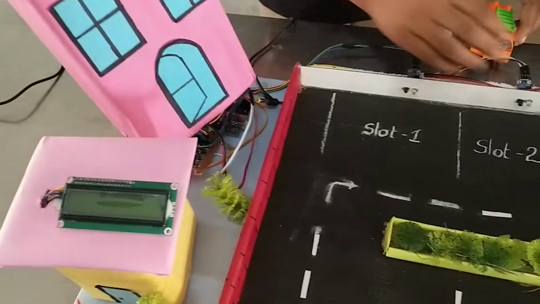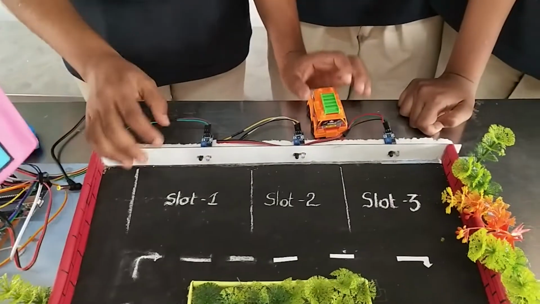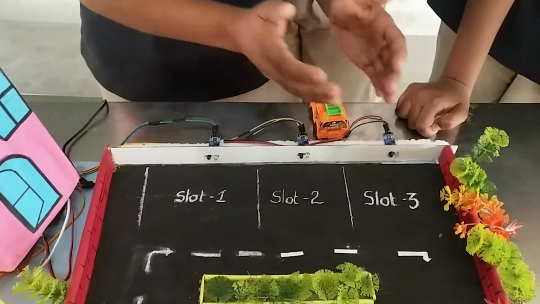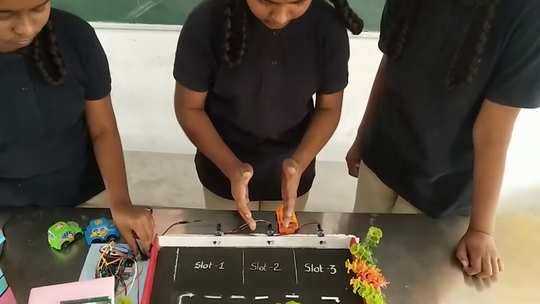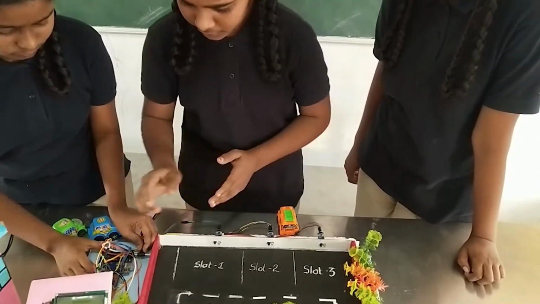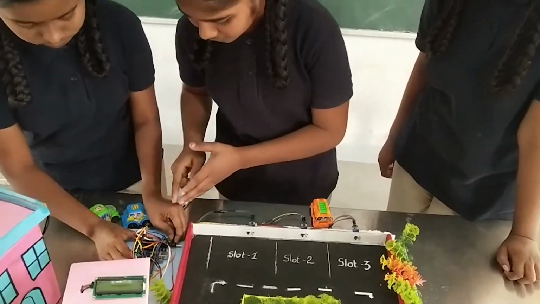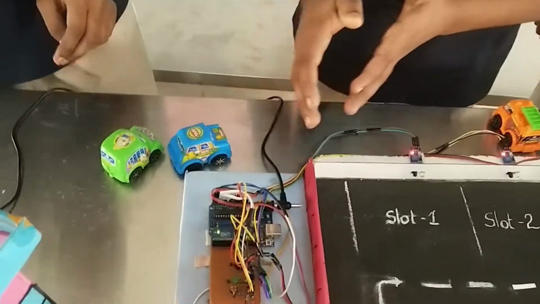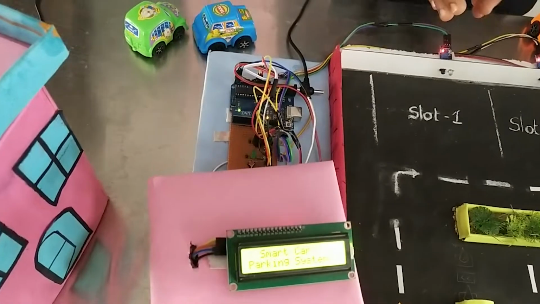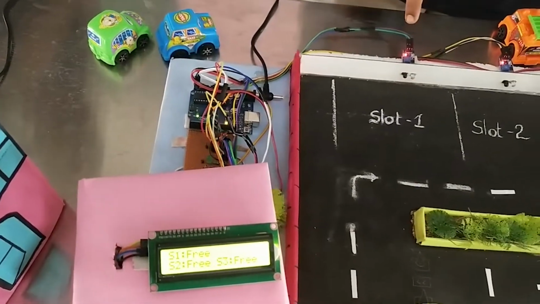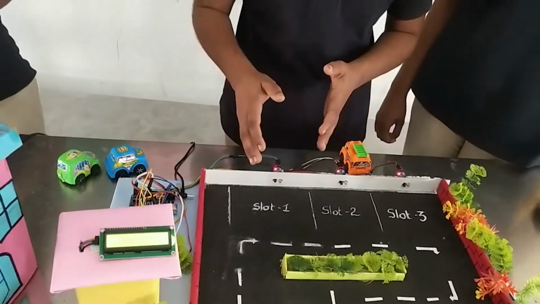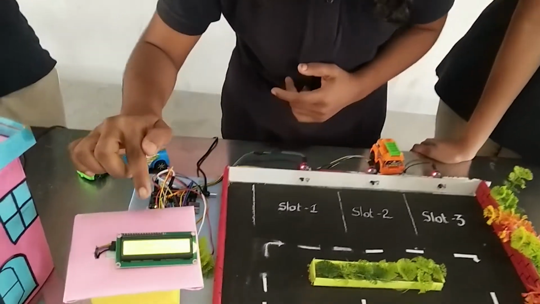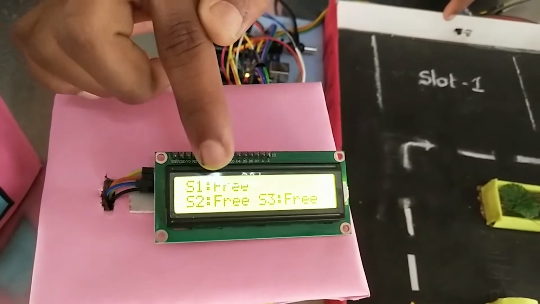Now there are no cars in this. We take 3 slots: slot 1, slot 2, slot 3. For each slot we took one IR sensor: slot 1 one IR, slot 2 one IR, slot 3 one IR. When we give power supply to the Arduino, all the electrical appliances turn on. Now the IR sensors start working. Since there is no car, the output will be slot 1 free, slot 2 free and slot 3 free.